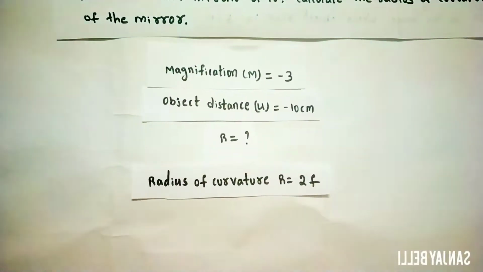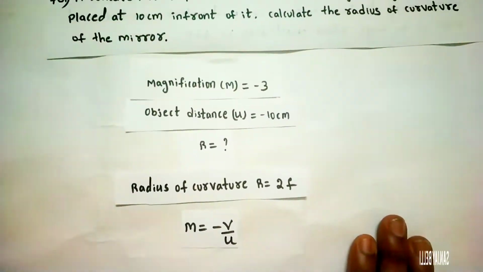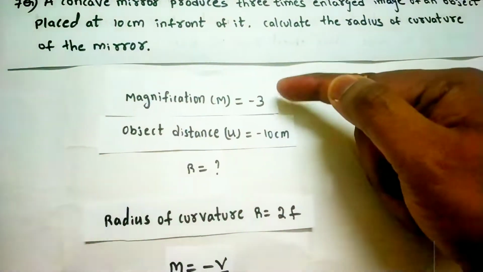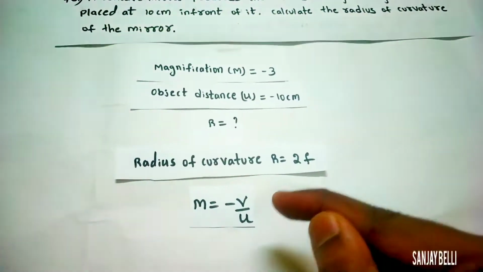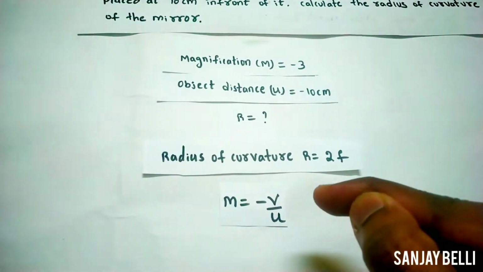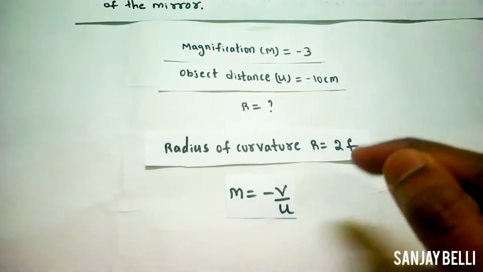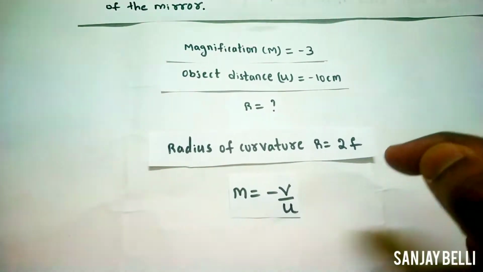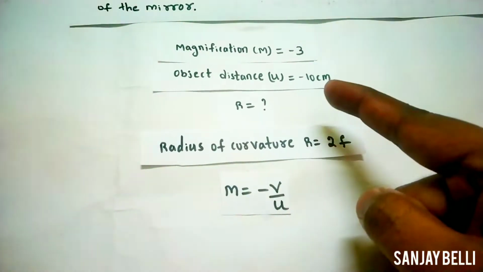And we have the magnification formula, m equals minus v by u. You have the m value and u value. First we will find v. Once we have u and v, we can find the focal length by using the mirror formula. We already know the mirror formula, 1 by f equals 1 by u plus 1 by v. So you have u, we need to find v.